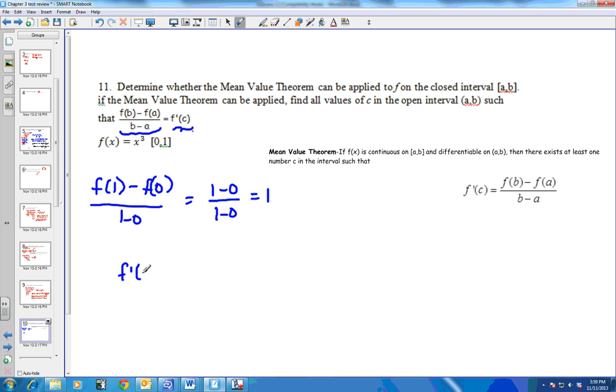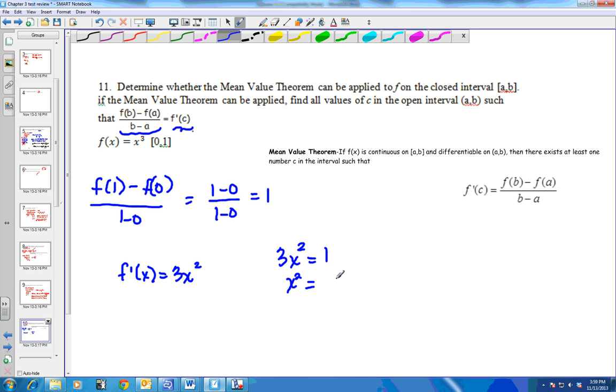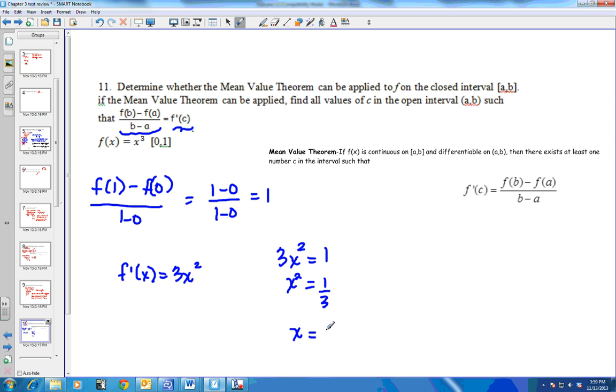So the derivative is 3x squared. Now it says to set those two things equal to each other. So 3x squared equals 1. Divide by 3. So I get x squared equals 1/3. I'm going to solve by taking the square root. So I get x equals plus or minus the square root of 1/3.